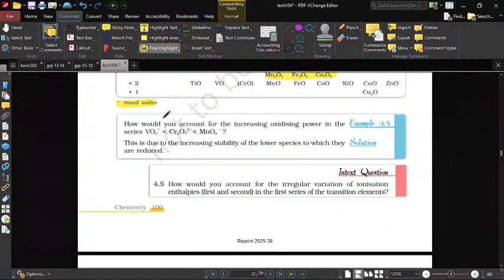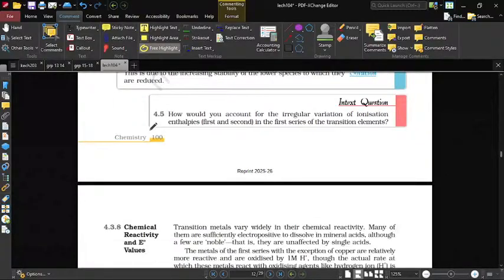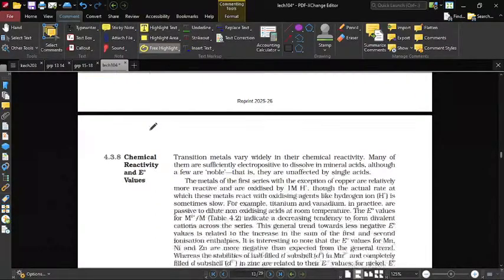Here, how would you account for the increasing oxidizing power of VO2 plus, Cr2O7 2 minus and MnO4 minus? The oxidizing power of VO2 plus is less than Cr2O7 2 minus, which is less than MnO4 minus. This is due to the increasing stability of the lower species to which they are reduced. How would you account for irregular variation in ionization enthalpy? Well, I have read it above many times.